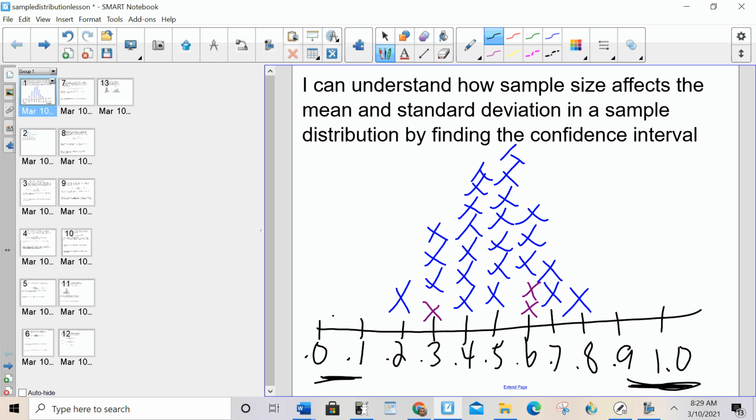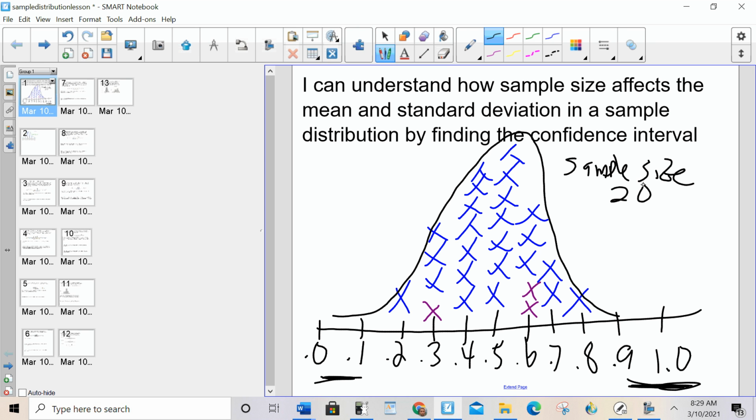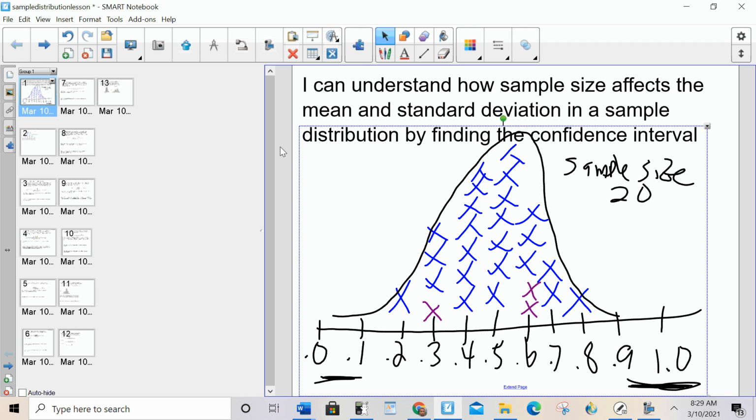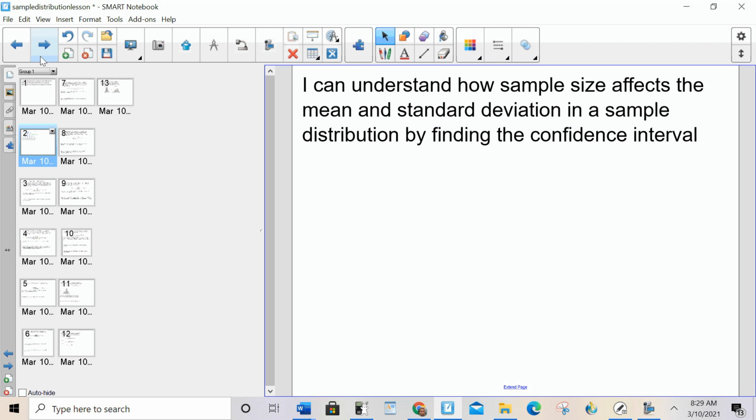So what I end up with is still my normal distribution curve, but we're going to compare this with the one that we just did. So this one has a sample size of 20, meaning I flipped the coin 20 times. So we're going to compare this to the sample size of 5.